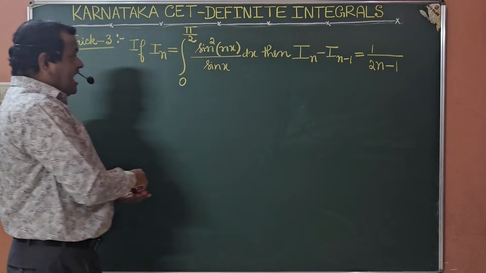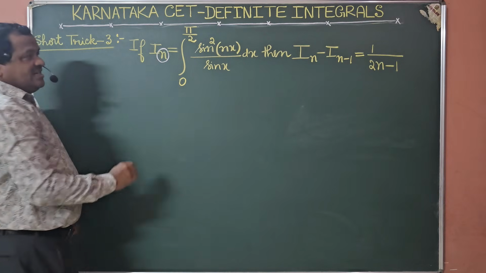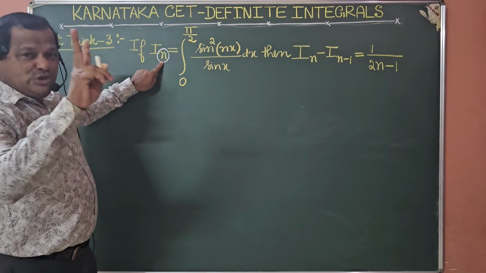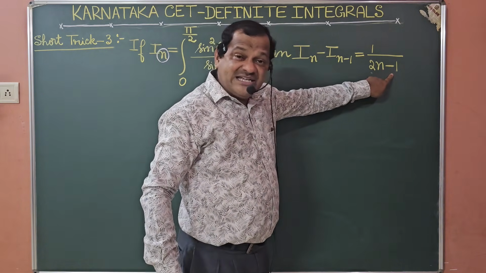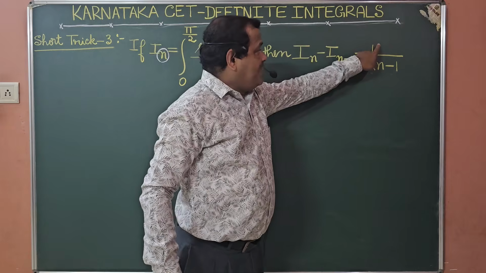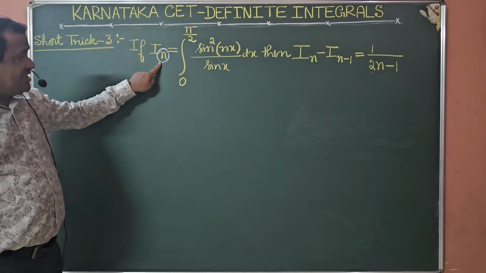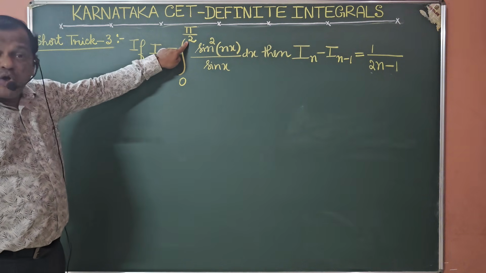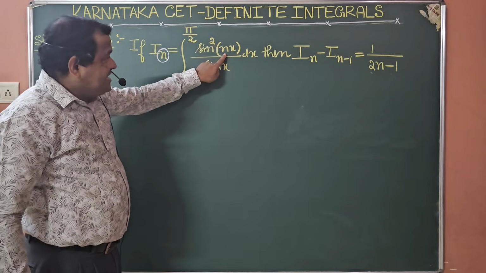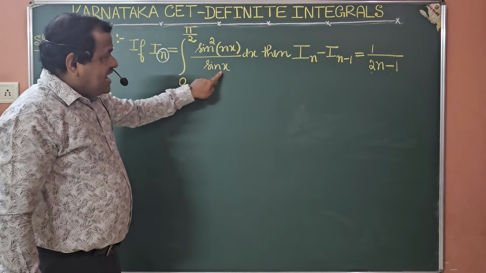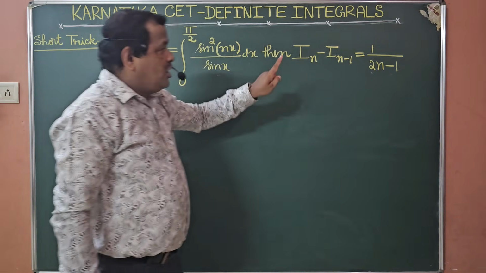So what is the idea behind this? That is, identify this n and multiply it by 2. You will get 2n. Subtract 1. So 2n minus 1. Take reciprocal. So 1 by 2n minus 1 is your answer. So the trick is, if I suffix n equal to integration from 0 to pi by 2, upper limit, not pi by 4, sine square of nx, same n here, by sin x dx, then I suffix n minus I suffix n minus 1 is equal to 1 by 2n minus 1.